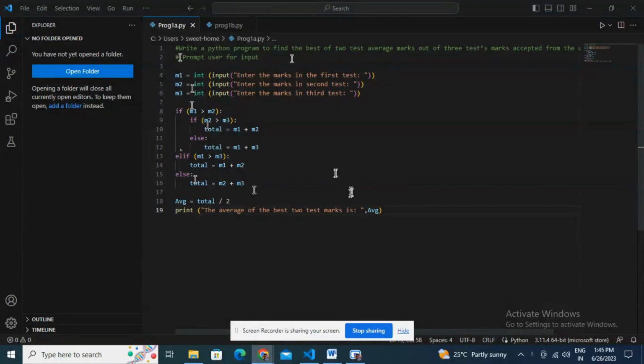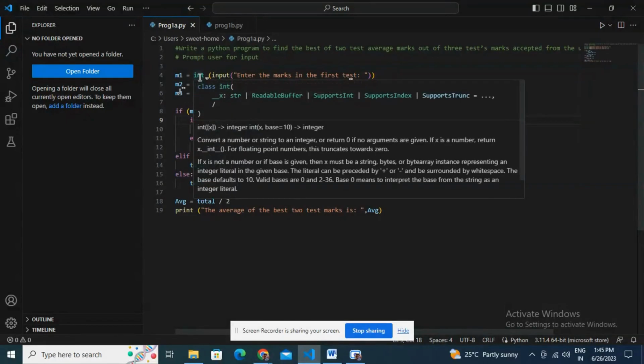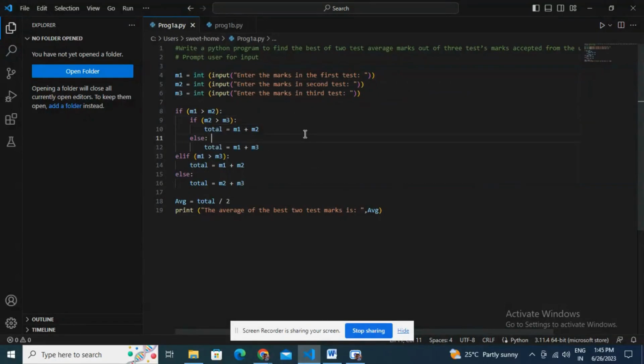First, we will be using the input function to read the input from the keyboard. We have three variables m1, m2, and m3. Those three variables will be the marks of test 1, test 2, and test 3. The user will enter those marks from the keyboard, and they are of integer format.